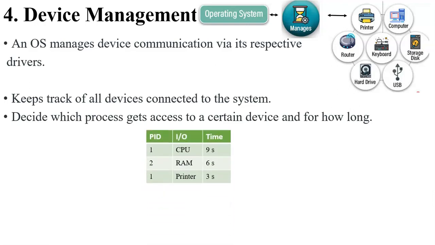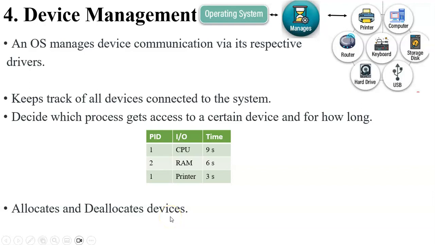So here if you see, if process P1 is there, then it is acquiring CPU, it is acquiring printer. It is acquiring CPU for 9 seconds and printer for 3 seconds. But process P2 will acquire RAM for 6 seconds. So all this data is kept by the device management function. And allocation and deallocation of the devices.